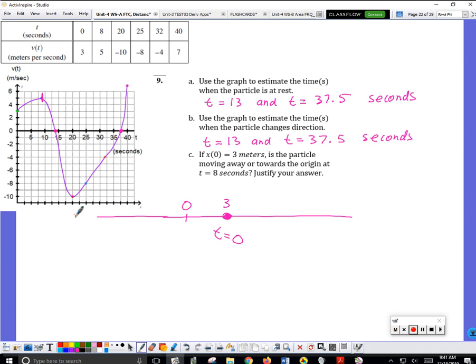Other comments or questions? This will get tested on the next test, this idea of away and towards. It's really pretty simple if you just remember. If they ask whether the particle is moving towards or away from the origin, you need two pieces of information to answer the question. You have to know where is the particle located and what is the velocity at that time. And then you can figure out whether the particle is moving away or towards the origin. You need me to talk through that again? Awesome, cool.